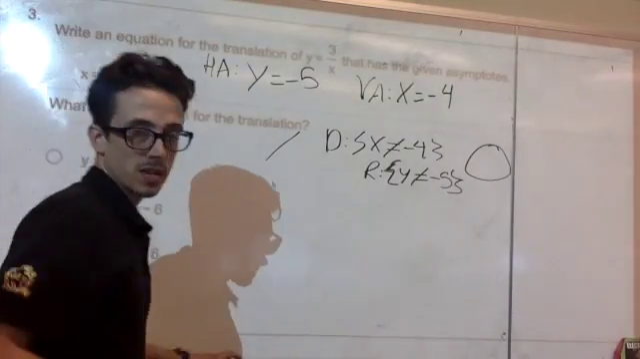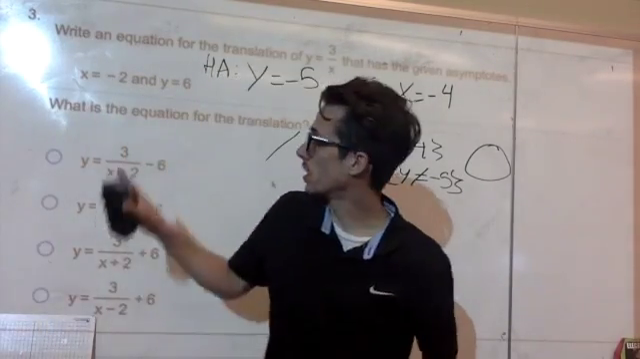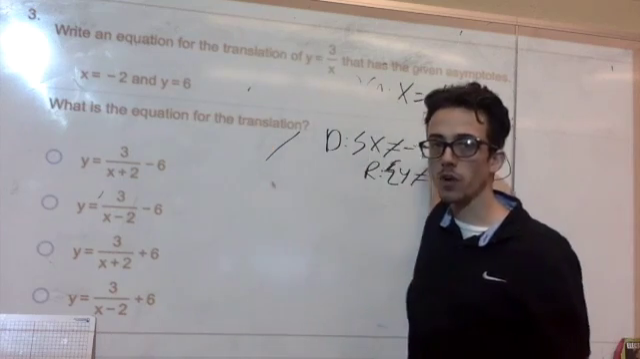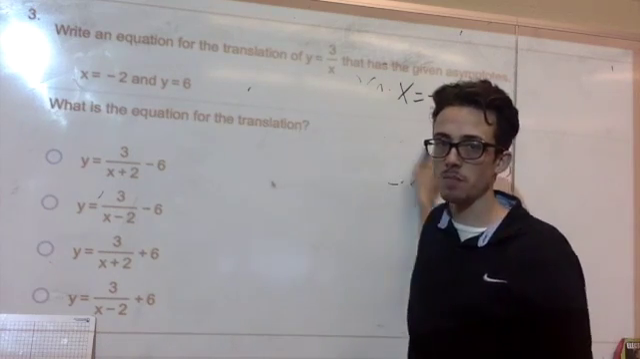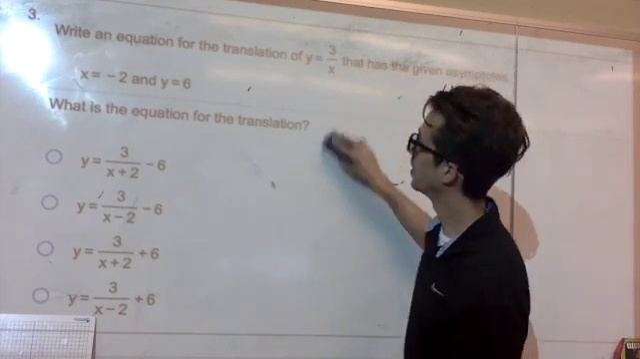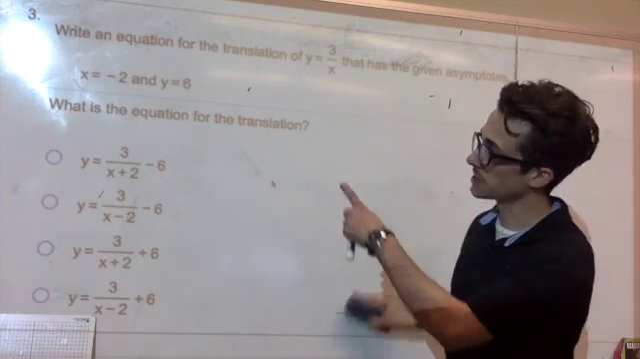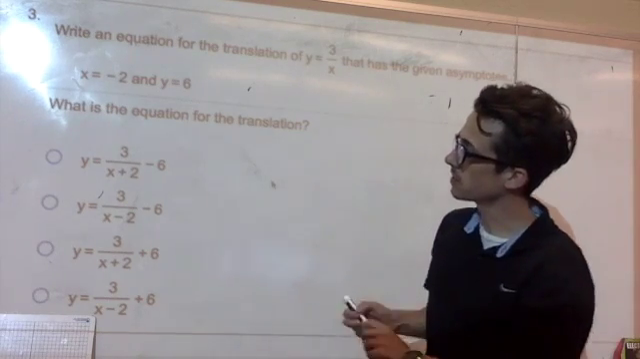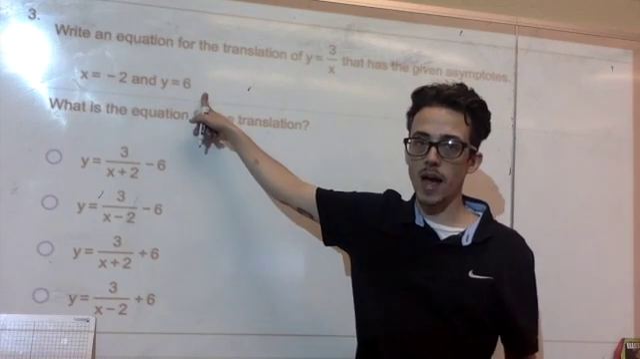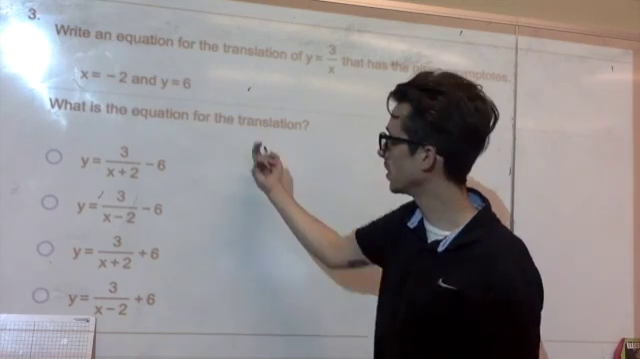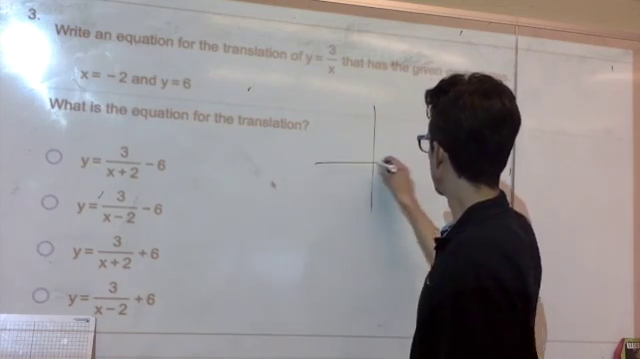This next one has us giving a translation, so it's as if we're given the parent function 3 over x, and then we're being asked to modify this when we have the asymptotes where x is -2 and where y is 6. So I know that if our asymptote is where y equals 6, we can always sketch these out.